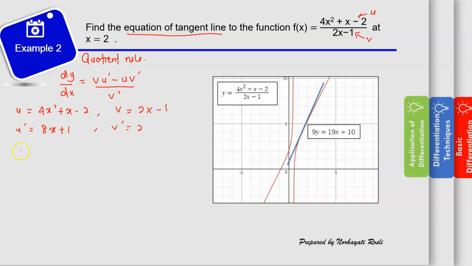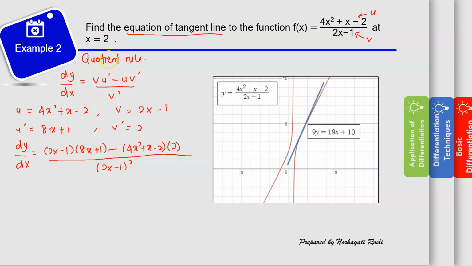When we substitute in this dy/dx, we have here v u prime. So it is (2x minus 1) times (8x plus 1) minus u, which is (4x squared plus x minus 2), times v prime, which is 2, divided by v squared, so (2x minus 1) squared. In this case, no need to expand this one and no need to simplify this function.